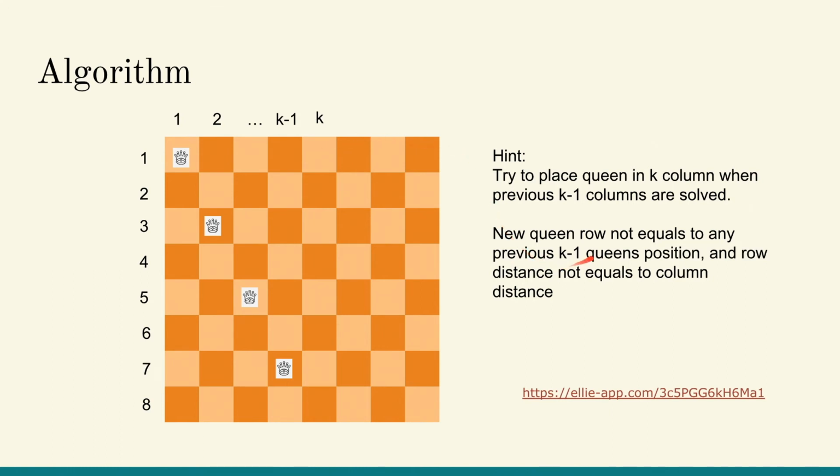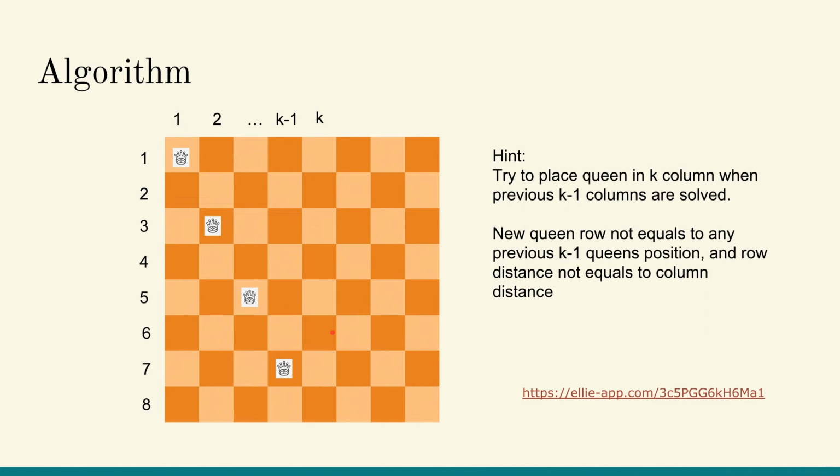And the rule is that for a new queen, the row position cannot be equal to any of the previous queens' positions, and they cannot have the same distance in column and rows, because if you put a queen here, and maybe another queen here, they will have the same distance from this queen. That means they are in a diagonal position, so they will kill each other. So that's the algorithm to do that.